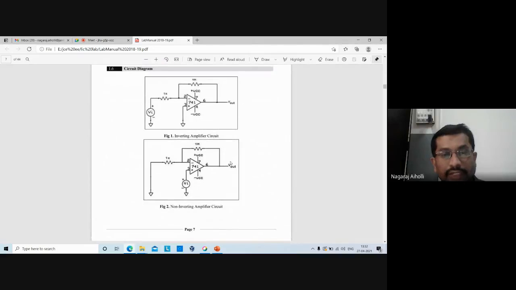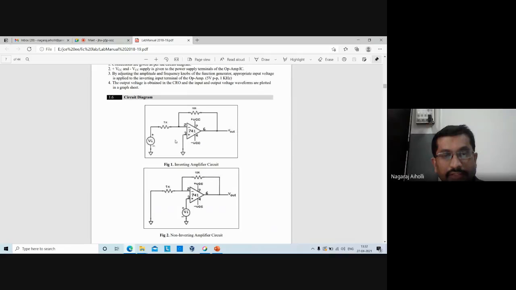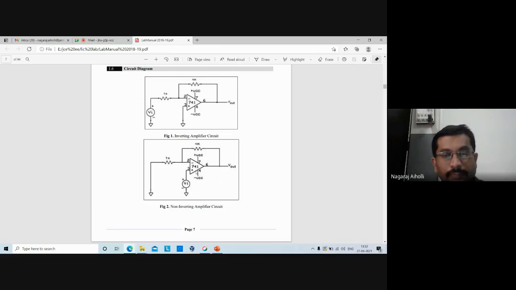Similarly, the non-inverting amplifier circuit is just opposite to that of the inverting amplifier circuit. In the non-inverting amplifier circuit, where is the input applied? Can anybody tell me? Just read in theory. In the inverting amplifier circuit, input is applied to the minus terminal. In the non-inverting amplifier, the input is applied to the positive terminal, the non-inverting terminal. And we have the input resistance applied to the minus terminal. There is a feedback resistance from output to the input.